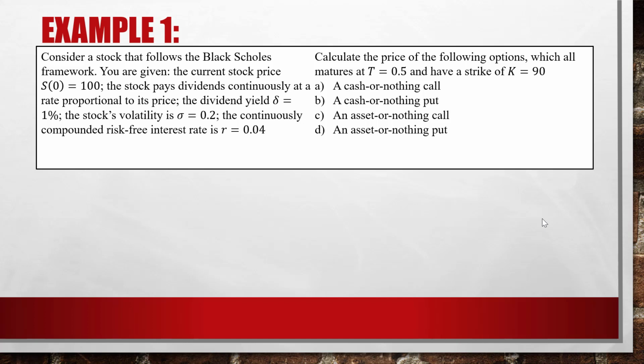Calculate the price of the following options, which all mature at T equal to 0.5 and have a strike of K equal to 90: a cash or nothing call, a cash or nothing put, an asset or nothing call, an asset or nothing put. For this problem, we are given S0, delta, sigma, R, T, and K. So we have to use the formulas in order to calculate the prices of these options.